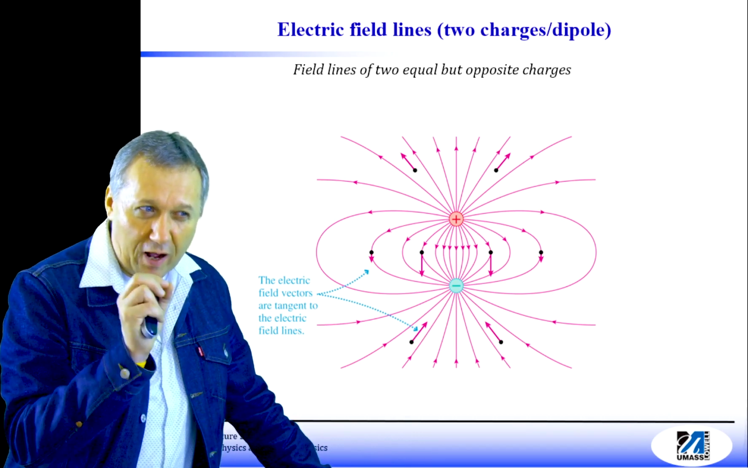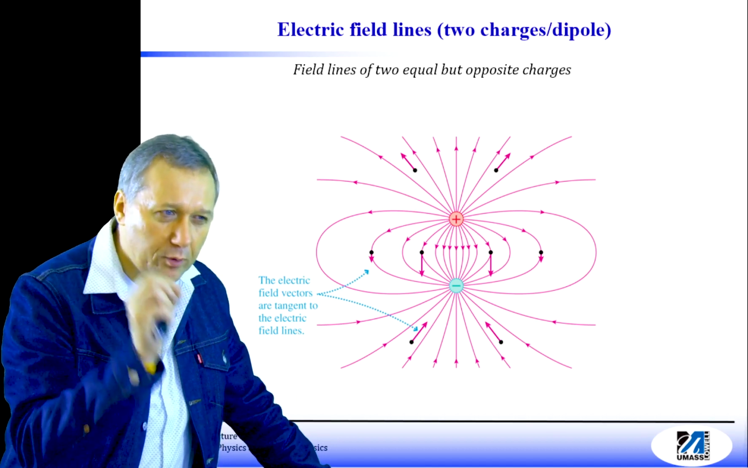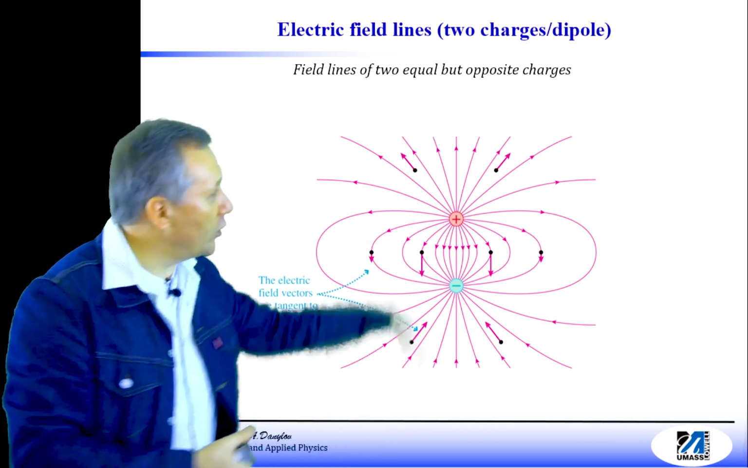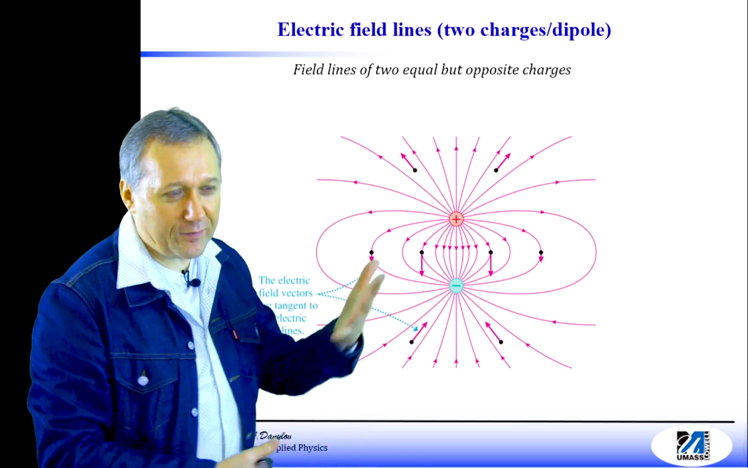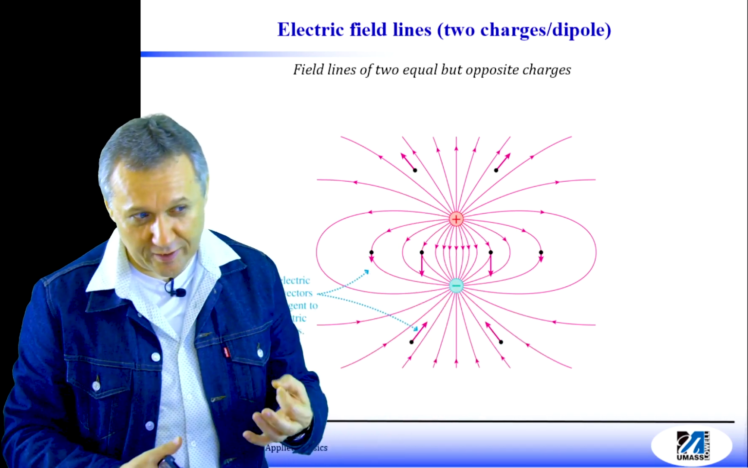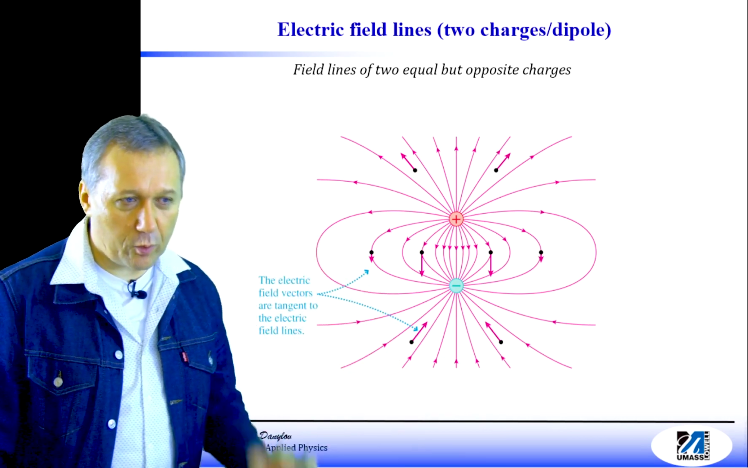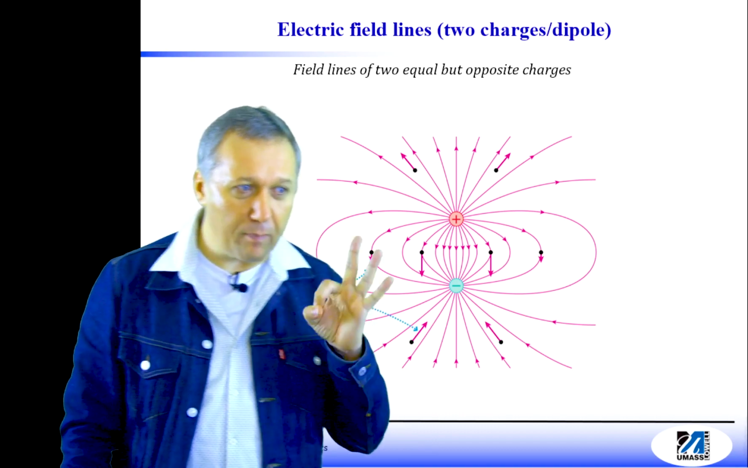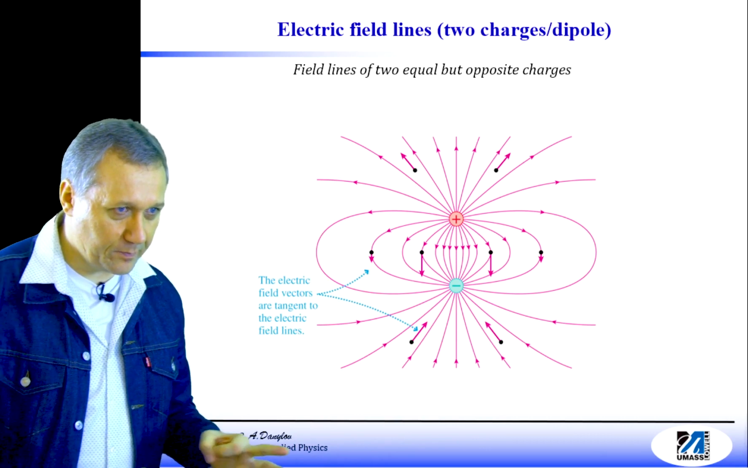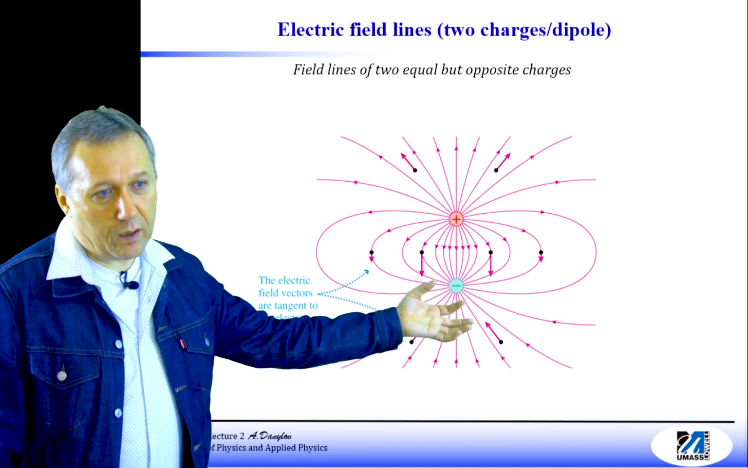It is a consequence of the convention that we decided to use only positive probe charges. If we decided to use a negative probe charge, the whole picture would be sort of inverted. So electric field lines would start on the negative charge and end on the positive. But since we decided to use a positive probe charge, we have all the time this picture. So all the time electric field lines must start on the positive charge and end on the negative charge. And that's what we have over here.